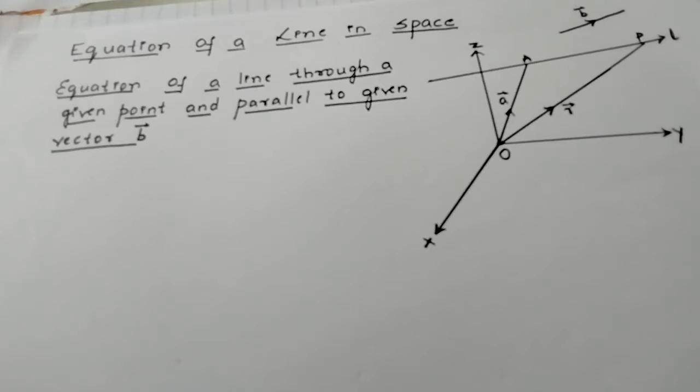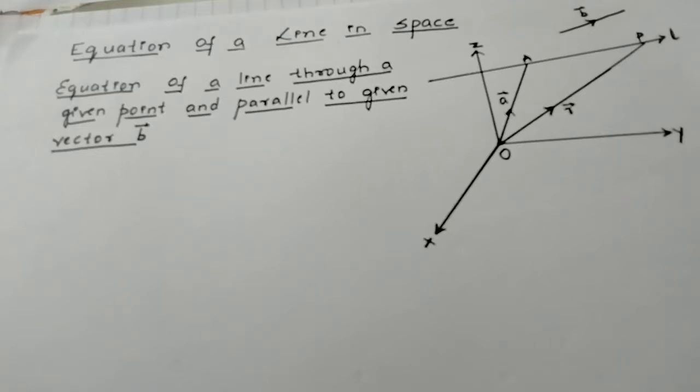A line is uniquely determined when it passes through a given point and has a given direction. So it must pass through a point, and then it must have a proper direction. Otherwise, it should pass through 2 points. How many lines can you draw through 2 points? Only 1 line. So when is a line uniquely determined? First, it should pass through a given point and have a given direction, or it should pass through 2 given points.